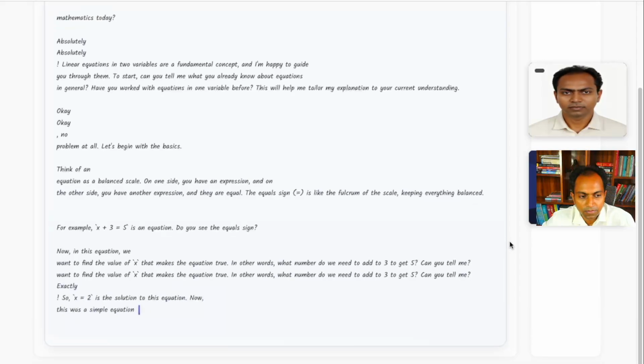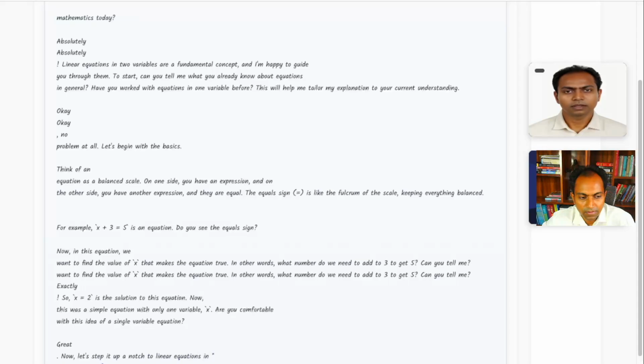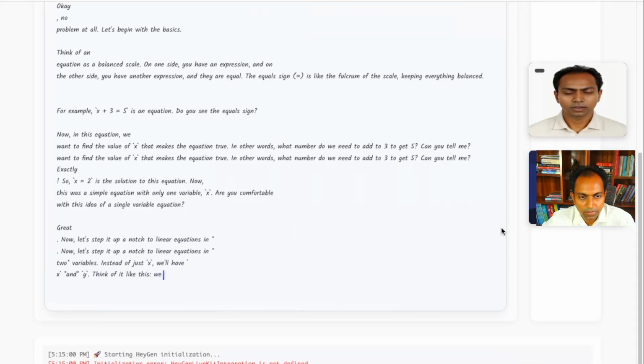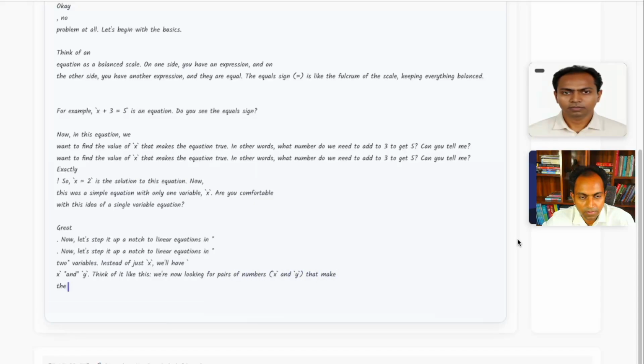Now this was a simple equation with only one variable, x. Are you comfortable with this idea of a single variable equation? Yeah, I'm fine with this. Great. Now, let's step it up a notch to linear equations in two variables. Instead of just x, we'll have x and y.